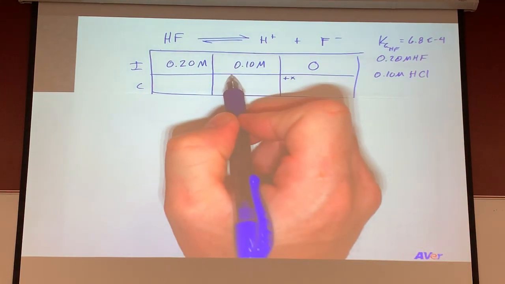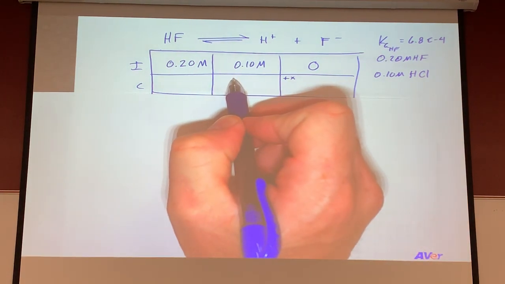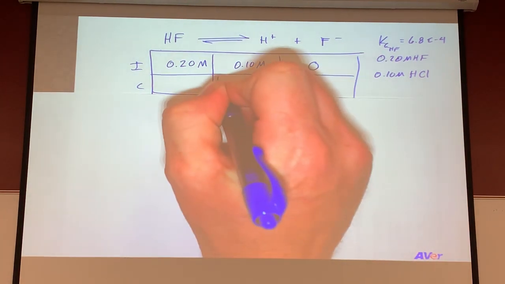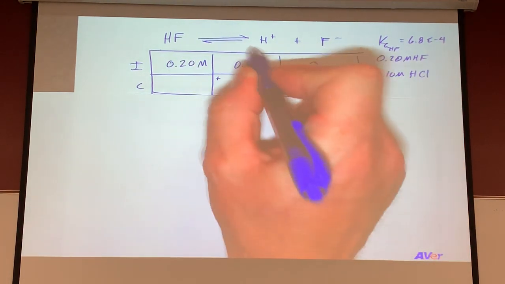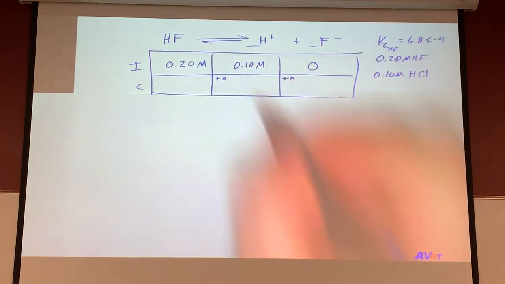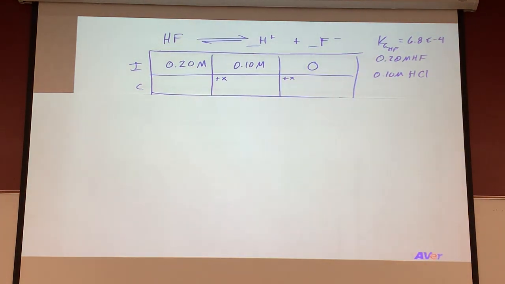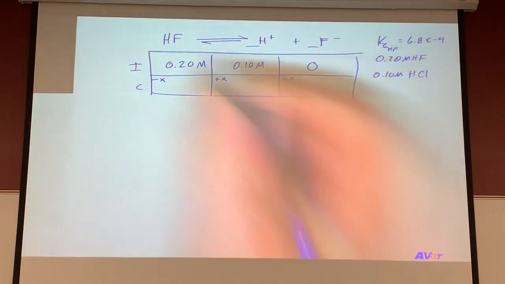If that's the case, what has to happen to the H plus? Up. It goes up as well, because the reaction has to move to the right. It's a 1-to-1 ratio, so this also goes up by some amount of X. What can you say about the HF? Goes down. Goes down by some amount of X, okay?